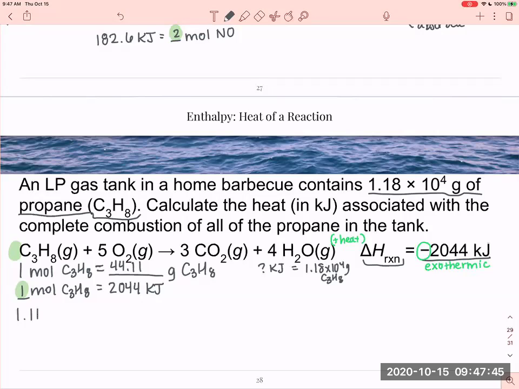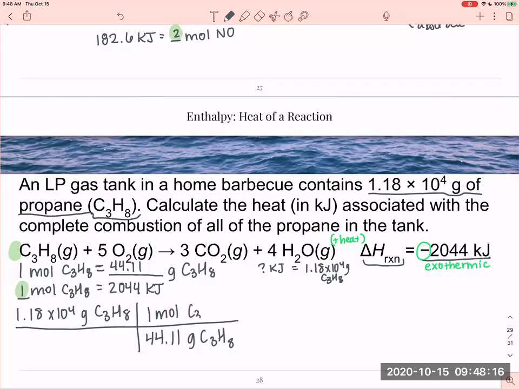We have 1.18 times 10 to the 4 grams of propane. Notice that I'm still using my method of writing the unit and the substance. Even though I'm not changing substances here, it's just really good habit to have. So now I need my grams of propane to go on the bottom, and the number that goes with grams of propane is 44.11. It's equal to 1 mole of propane, and then one more conversion. Moles of propane have to go on the bottom. My conversion factor for this I get from my coefficient, which we don't write ones in chemistry, so nothing in front of the substance means 1.